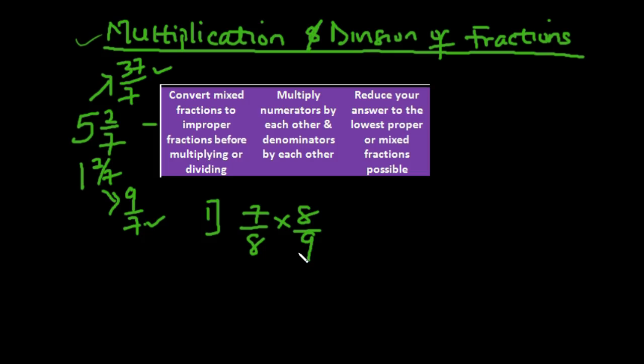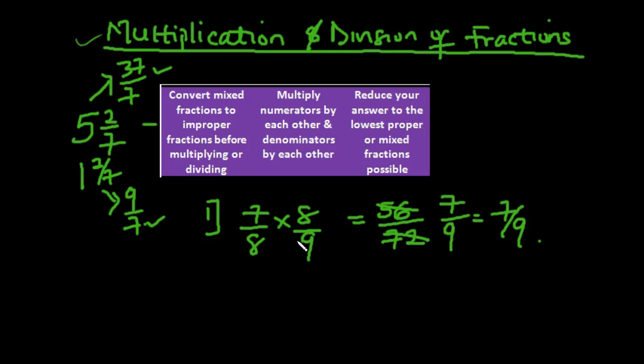So we move to the next step, which is to multiply numerators by each other, denominators by each other. In order to avoid having big answers, you can always multiply straight. 7 multiplied by 8, and 8 multiplied by 9. 7 multiplied by 8 is 56. 8 multiplied by 9 is 72. But then we have to reduce this to the lowest proper or mixed fraction possible. What is common to the two of them? I think 8 is common. 8 can divide 56 in 7 times, and 8 can divide 72 in 9 times. So the answer will be 7 over 9.